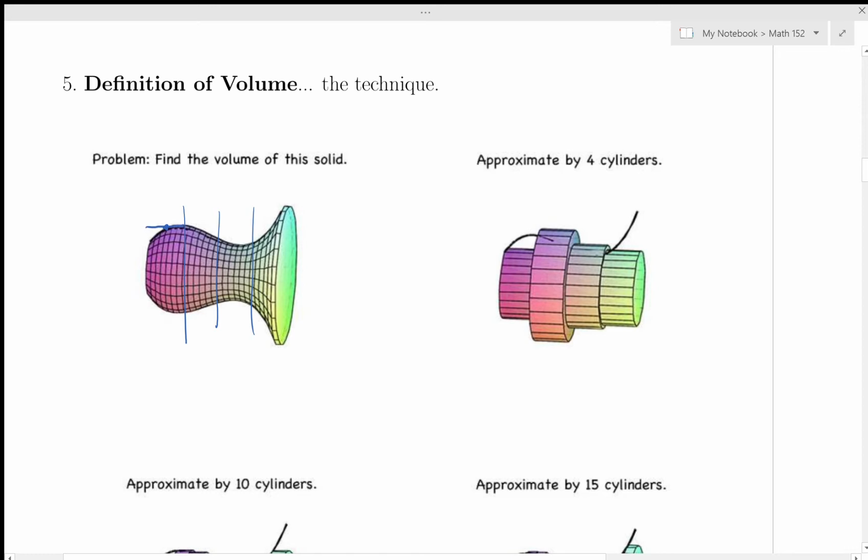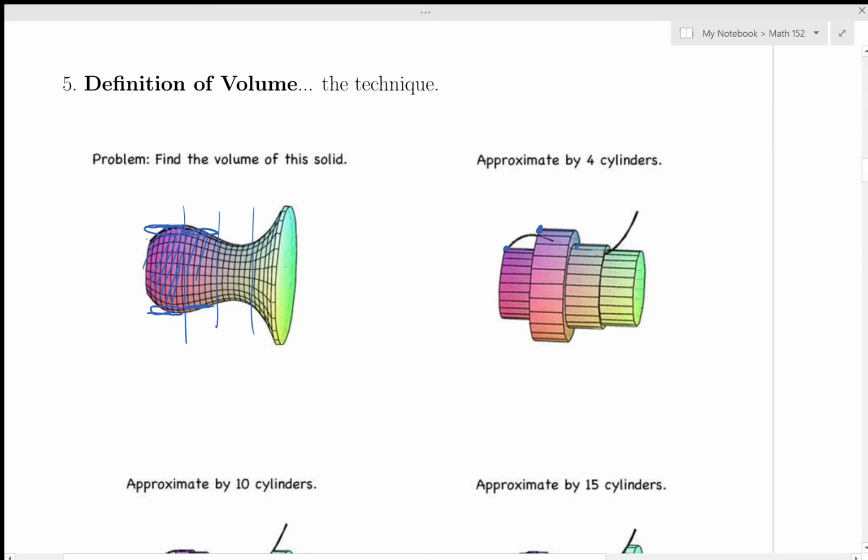We pick some height, some point here, maybe the midpoint, and we use that, and then we make a cylinder right there. Then we say that the volume of that portion will be that cylinder, and then we pick some other one here and make a cylinder here, etc. That's the diagram here. In this one, we've chosen the left-hand point.